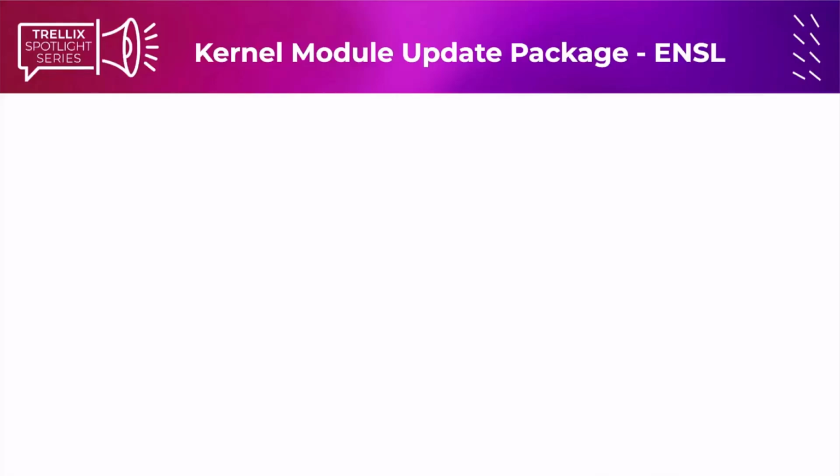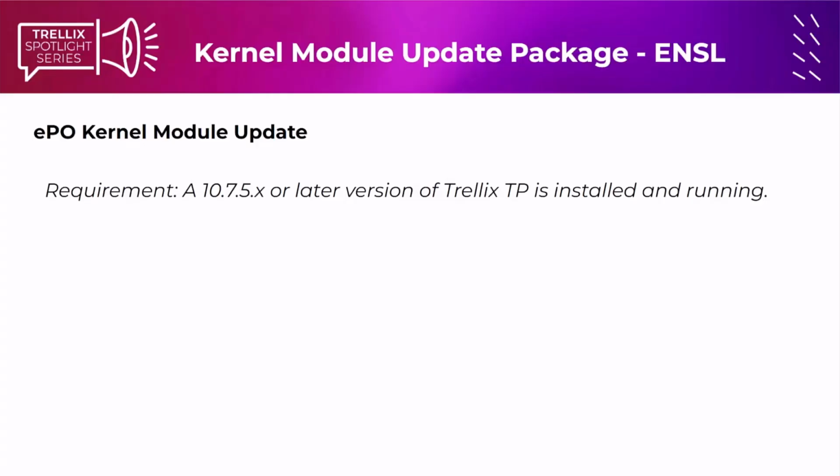In this session, we will perform the kernel module update using ePO as well as standalone. First, we will see how to perform a kernel module update using ePO. A key requirement is to have a system with ENSL 10.7.5 or later version installed and running.